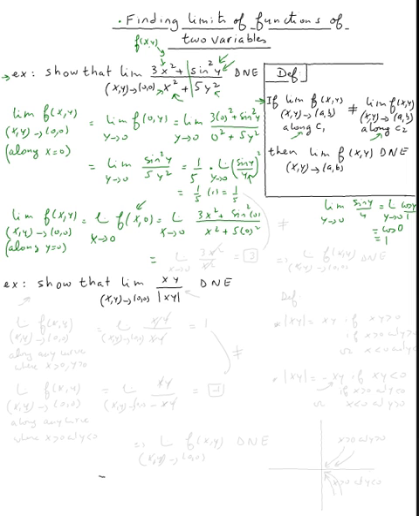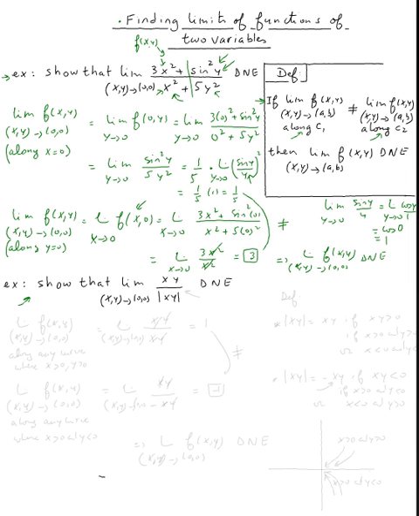Now this is going to be equal to the limit, sine of 0 is 0, 0 plus 3x squared is 3x squared, over x squared plus 0 is x squared, as x approaches 0. Simplify the x squared, and you'll get 3. So we got 3 and we got 1 over 5, these are not equal, therefore the limit of f of x,y as x,y approaches 0,0 does not exist. Alright, let's do the next example.